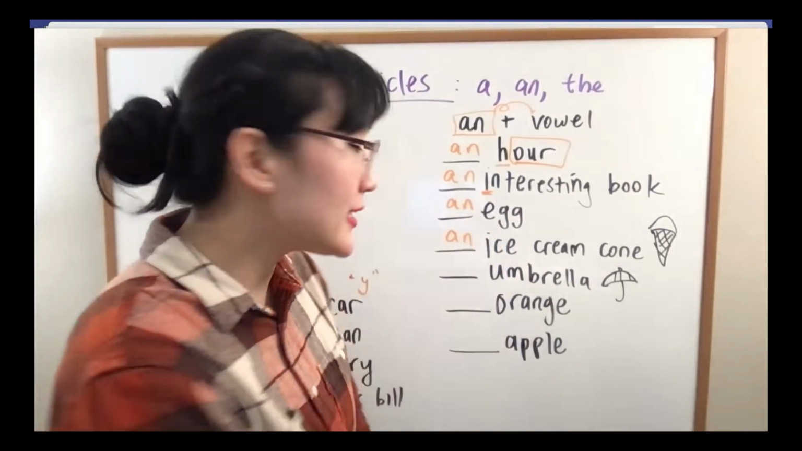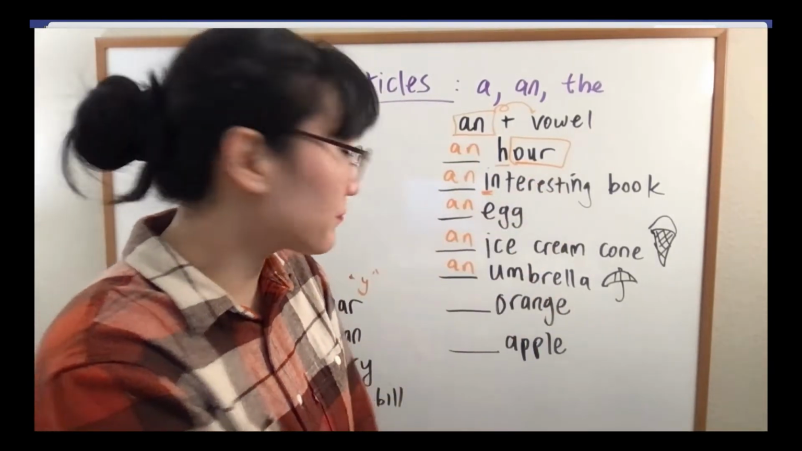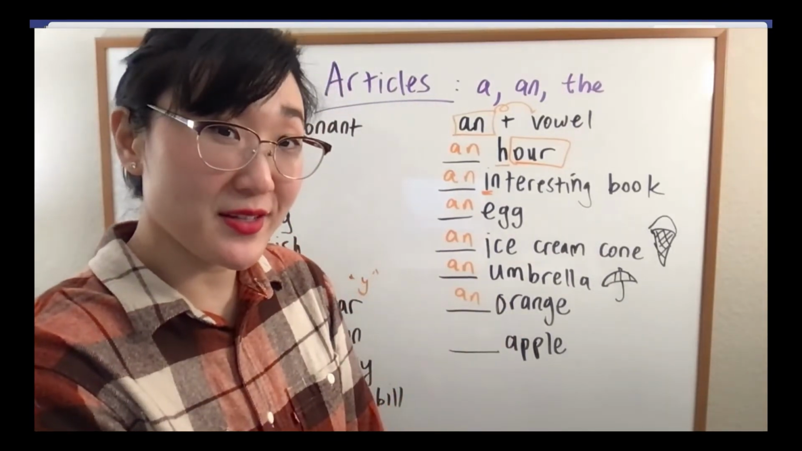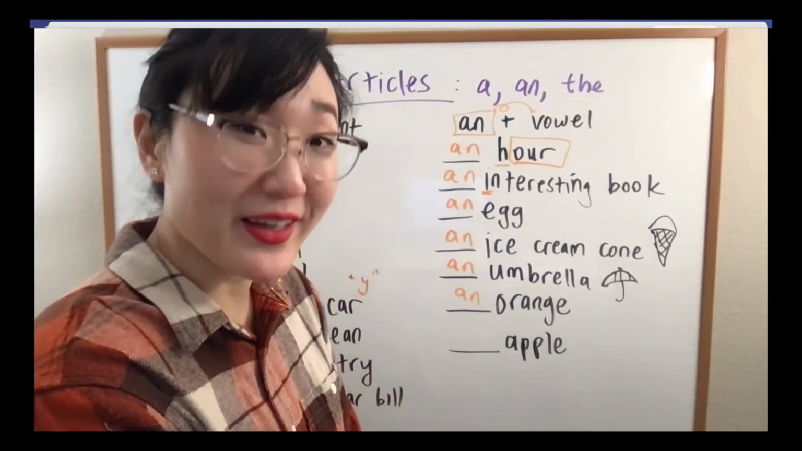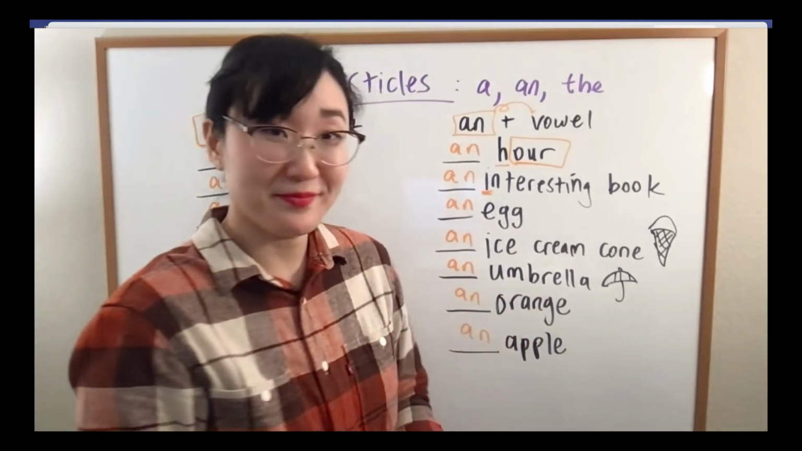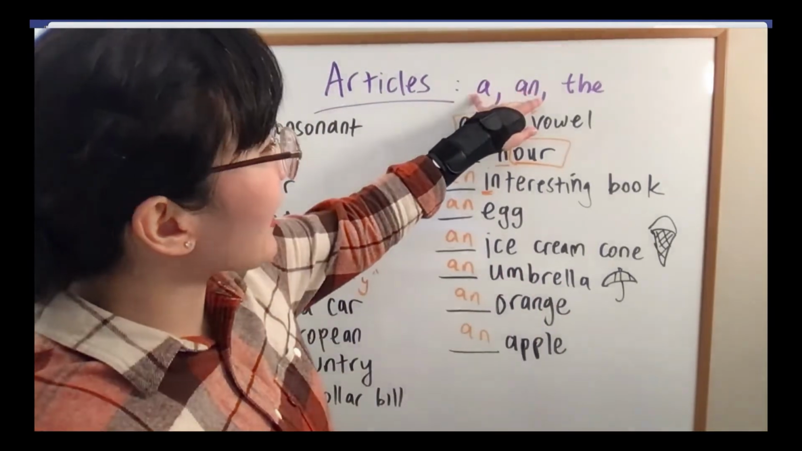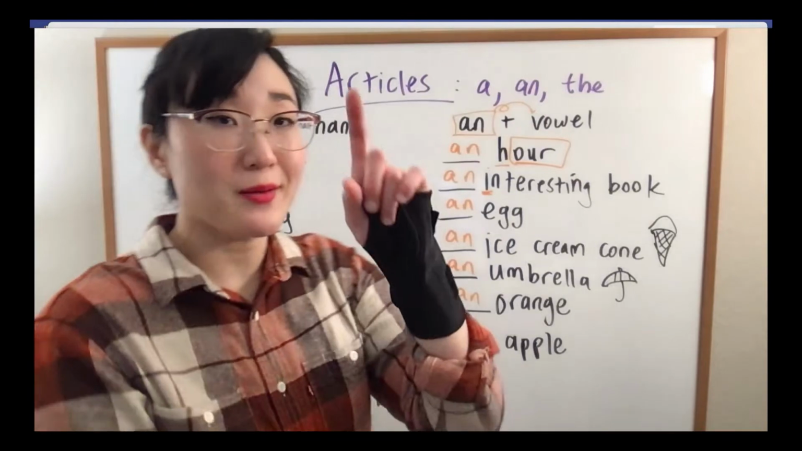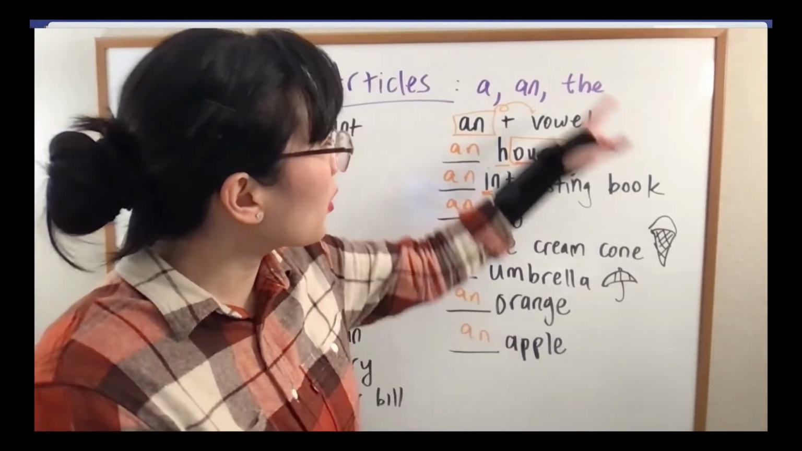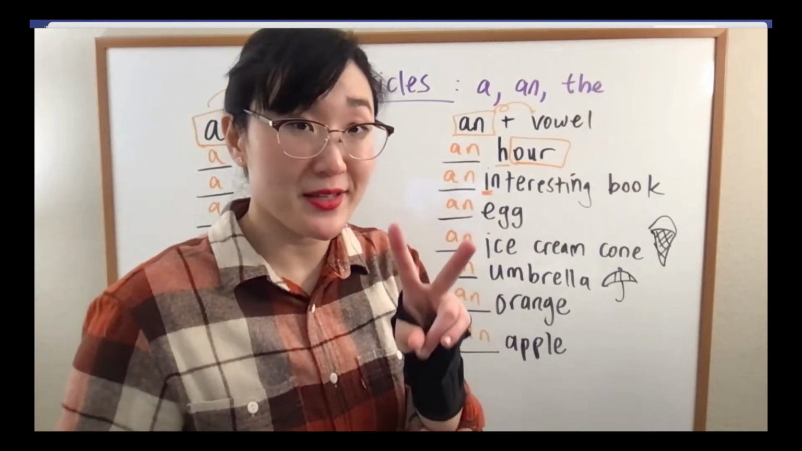You may need an umbrella. It may rain today. You should eat an orange for breakfast. It has vitamin C and is good for you. Or you should eat an apple. It's healthy. So right now we're focusing on A and AN when we talk about singular count nouns. Okay, what about the? The we can use in two different cases.